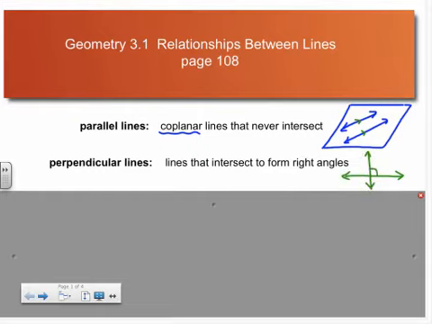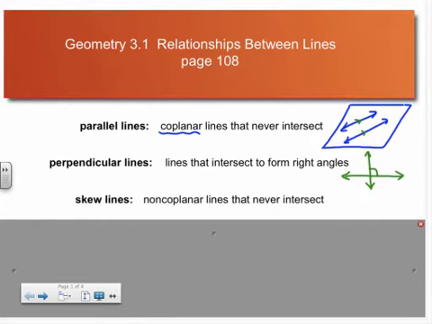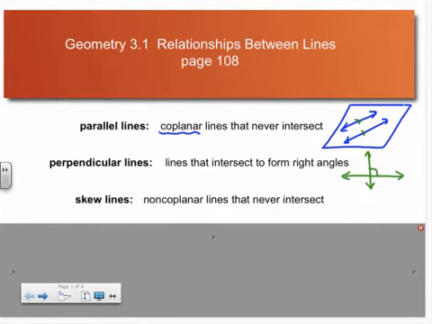Here comes one that might be new to you, skew lines. Skew lines are non-coplanar lines that never intersect. Now compare this definition to the definition of parallel lines, and you'll see why that coplanar word was so important. Skew lines never intersect, just like parallel lines, but the difference is that these lines are non-coplanar. They can't be in the same plane.